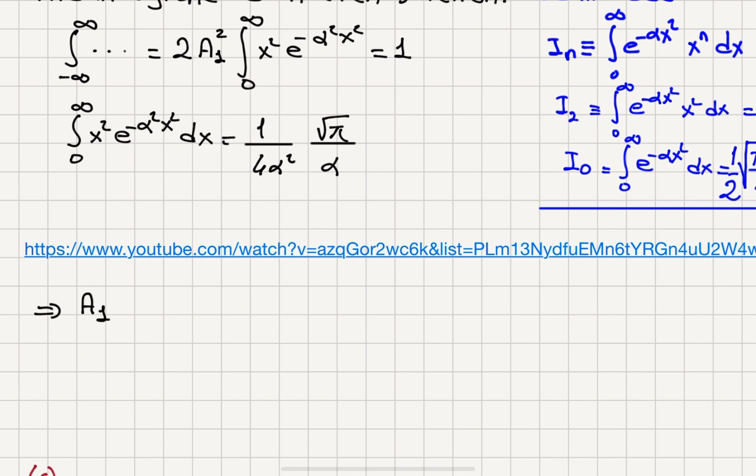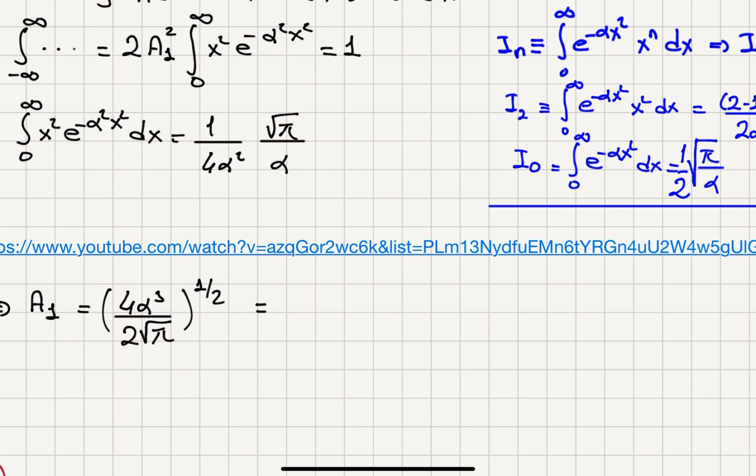A1 squared equals 4 alpha cubed divided by 2 square root of pi. Remember, I have 2 A1 squared times this equals 1. So 4 alpha cubed divided by 2 square root of pi is A1 squared. So A1 is this to the power 1/2, the square root. First of all, I noticed that this 2 will get rid of this 4, making it 2. I have 2 divided by square root of pi, and then I have alpha cubed.